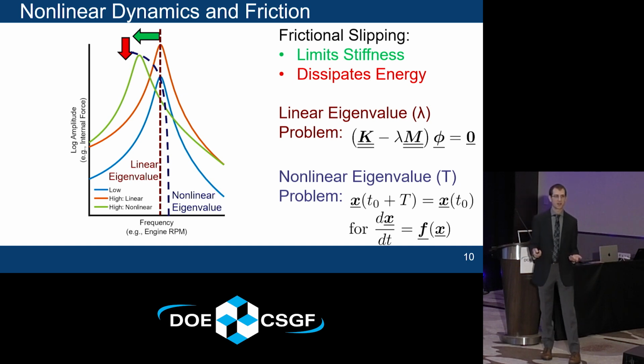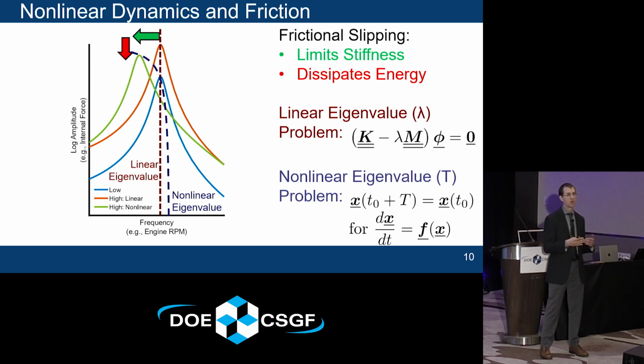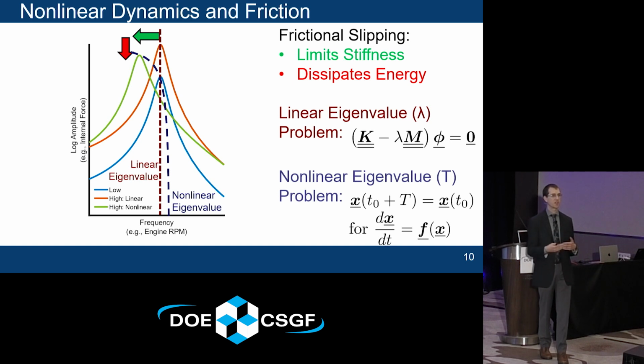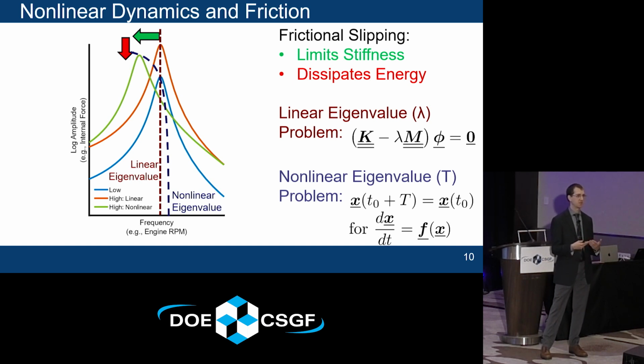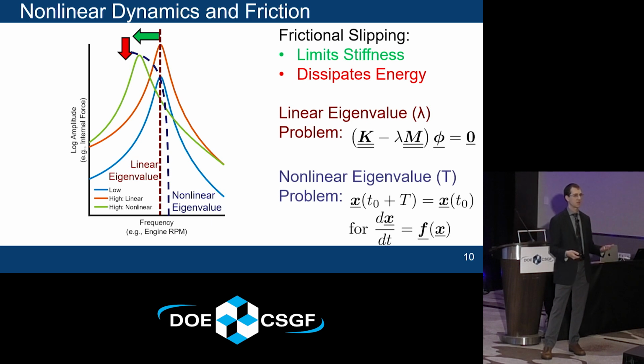For the nonlinear eigenvalue problem, instead of it just being a linear algebra problem, now I'm solving something that looks like this, where I say the response, subject to some ODE and doing time integration, returns to the same response after some time period, capital T. And this time period, capital T, you can think of as being related to this nonlinear eigenvalue, and that's going to track how this frequency evolves with amplitude. So that's what I'll be showing later with some of the results.